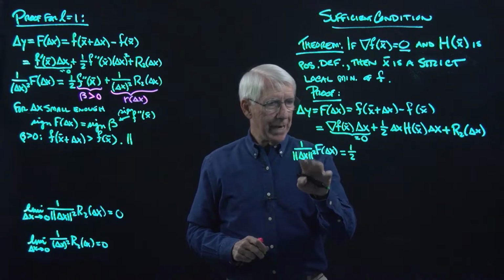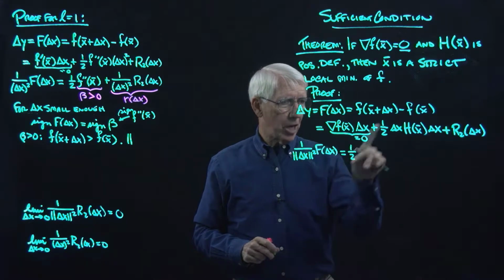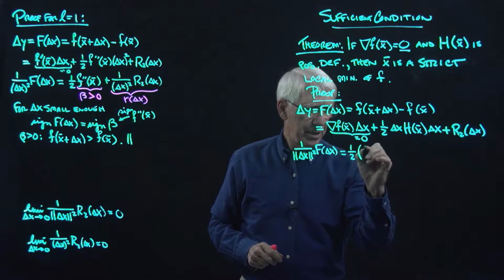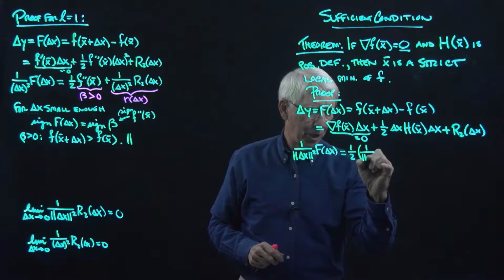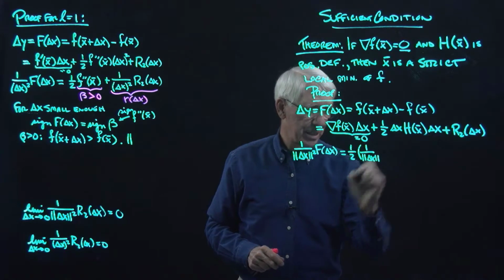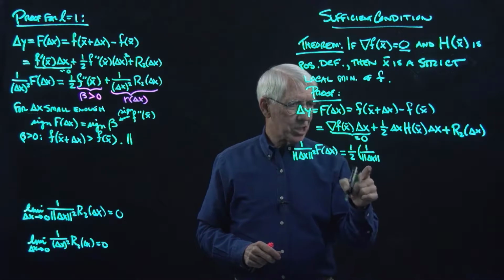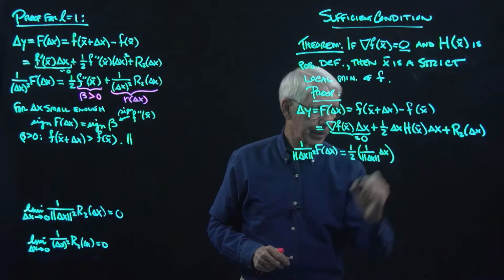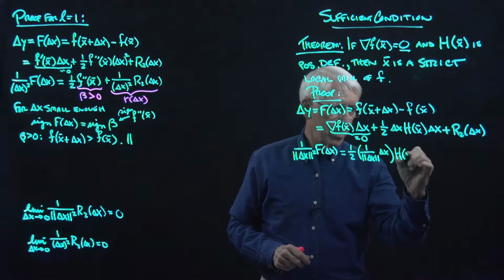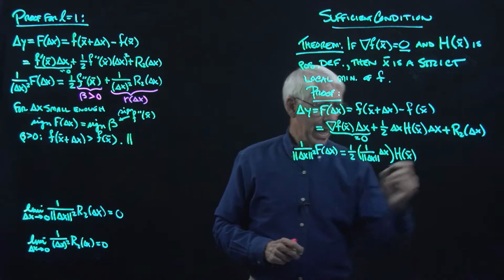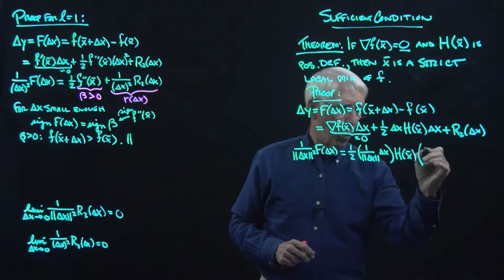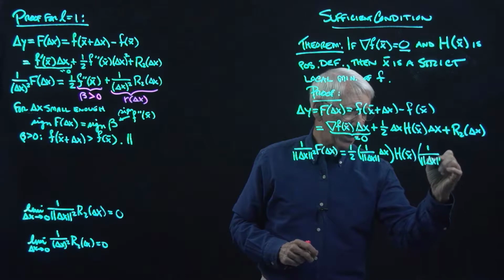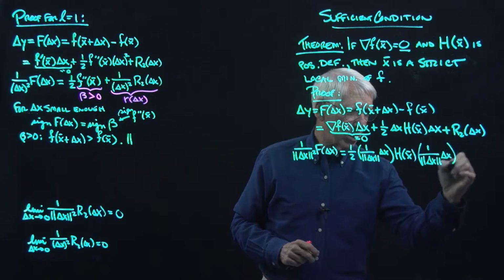Well, I'm dividing by norm of delta x squared. So I'm going to divide first. I'm going to take 1 over the norm of delta x as my scalar to multiply delta x by. Then I've got h, x bar. And then on this side, I've got the same thing. 1 over norm of delta x times delta x.